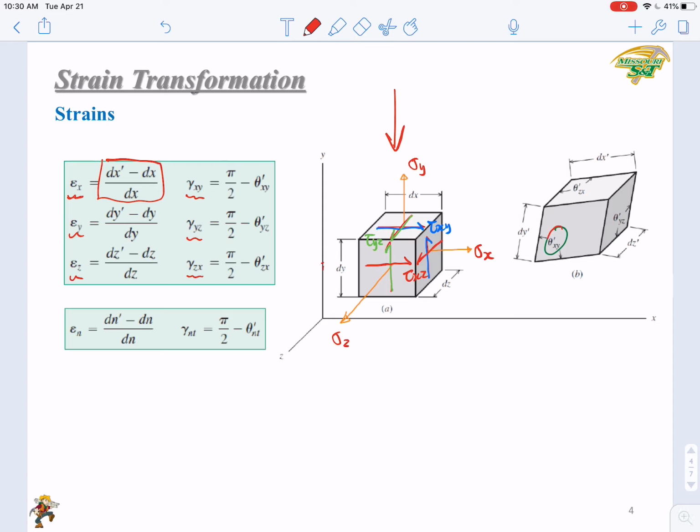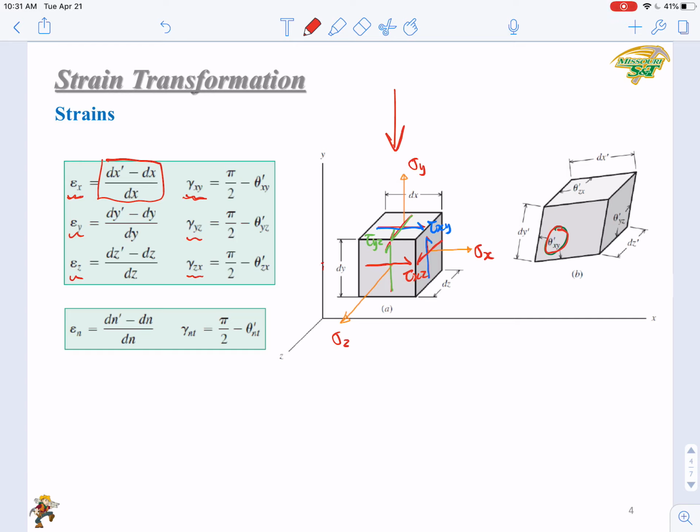You can see here the angle between the x and y direction is theta xy. After deformation, you get a theta xy prime. Its original value is pi over 2. So the shear strain gamma xy is calculated by pi over 2 minus theta xy prime. It's the angle before deformation minus the angle after deformation.